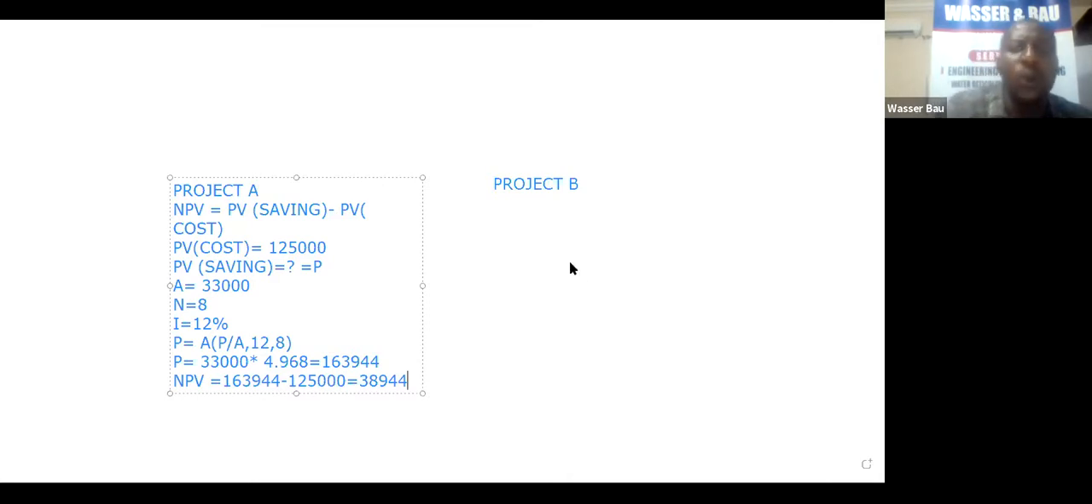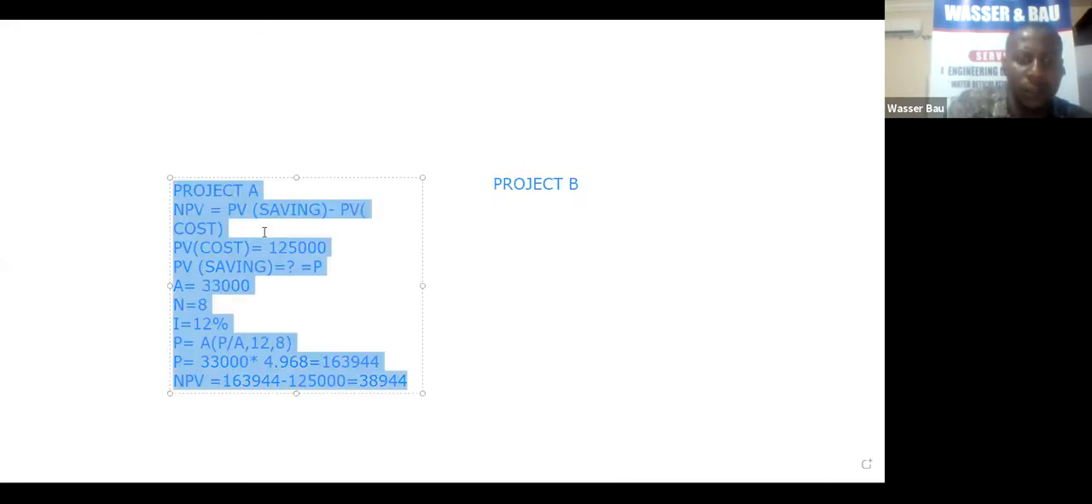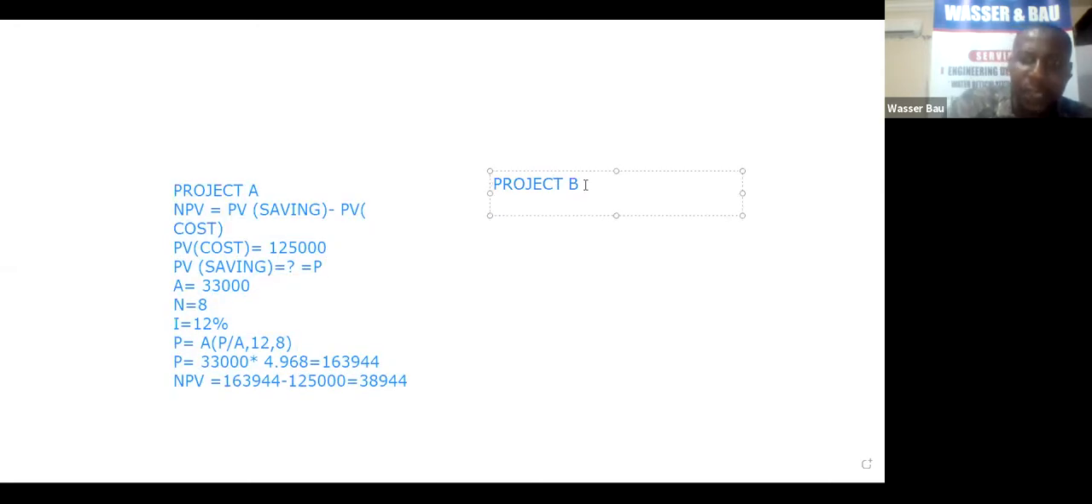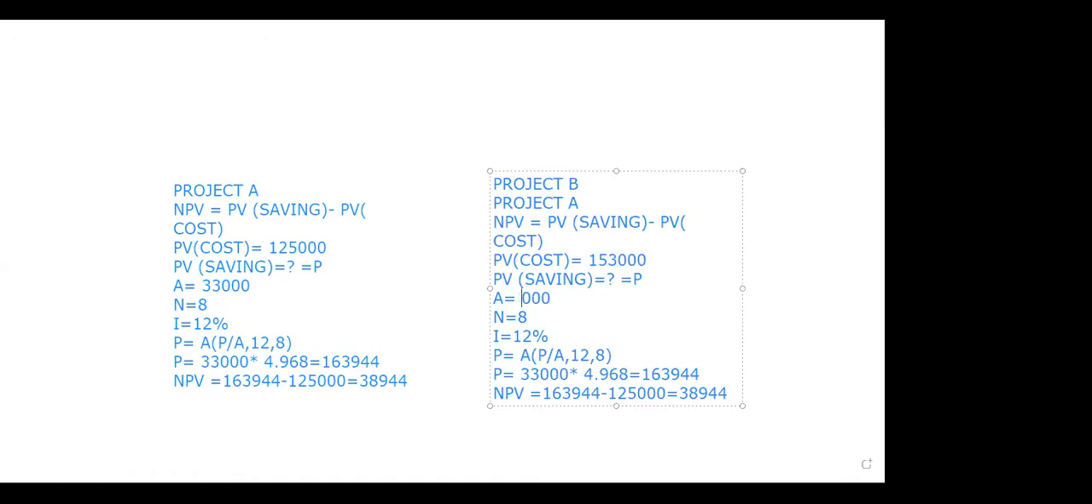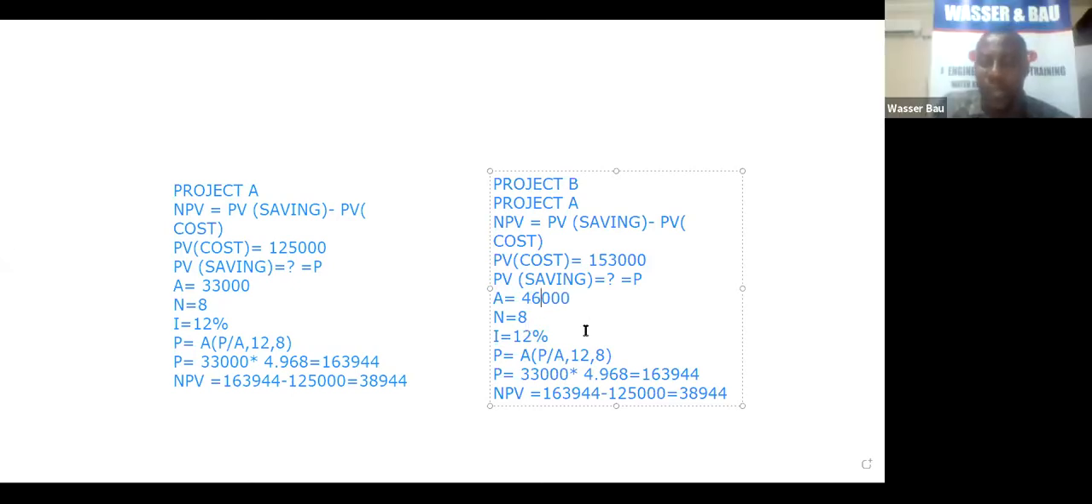So now, how about project B down? We're going to do the same thing we did here on project B. Okay. So just copy this, paste it here, but change the values. So here becomes 153. Are you with me? Yes. And here becomes 46. So those that said that project 1 is the best one, we're going to see.